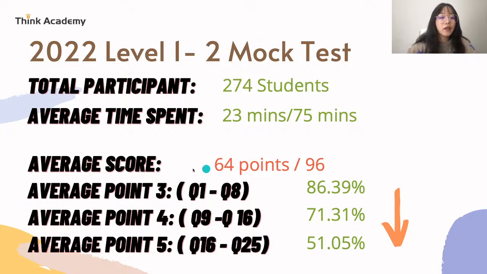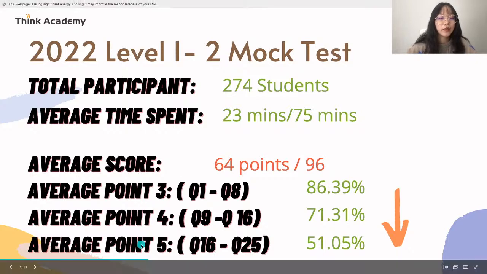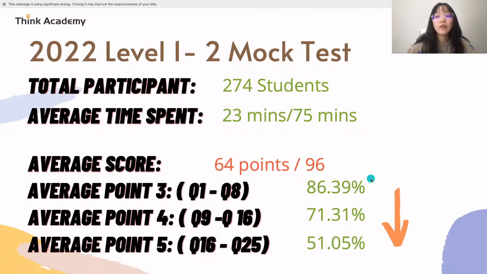Looking at the different point questions, point 3, point 4, and point 5, you can see the accuracy percentage decreases from 86% down to 51%. As we move on to harder and harder questions, the accuracy rates drop. This is what we should really focus on if your kids are aiming for medals and good scores, and a chance to win: the point 4 and point 5 questions.